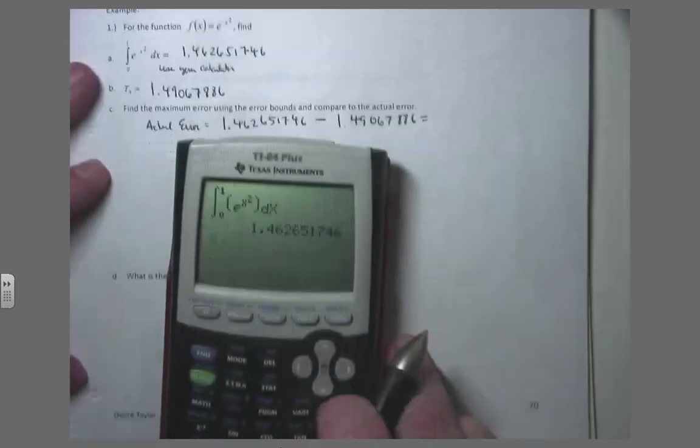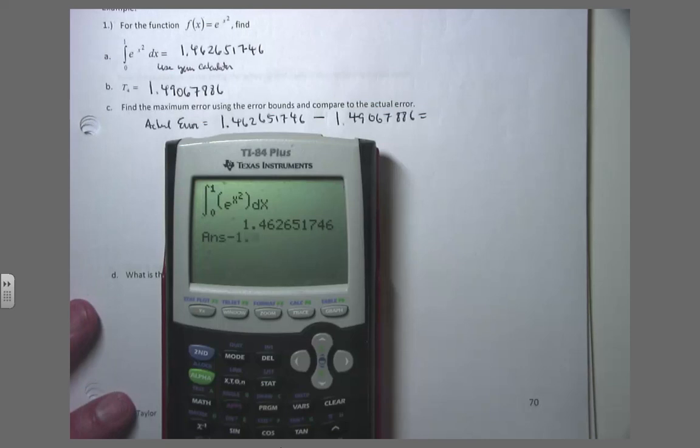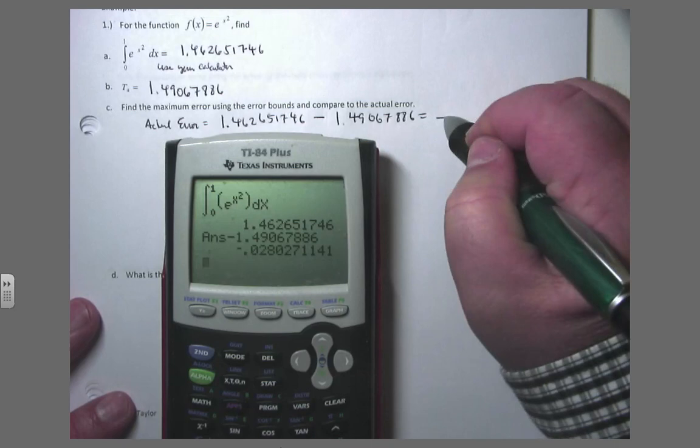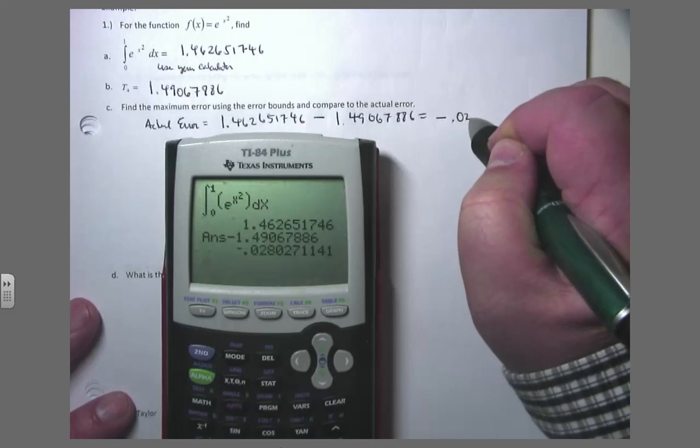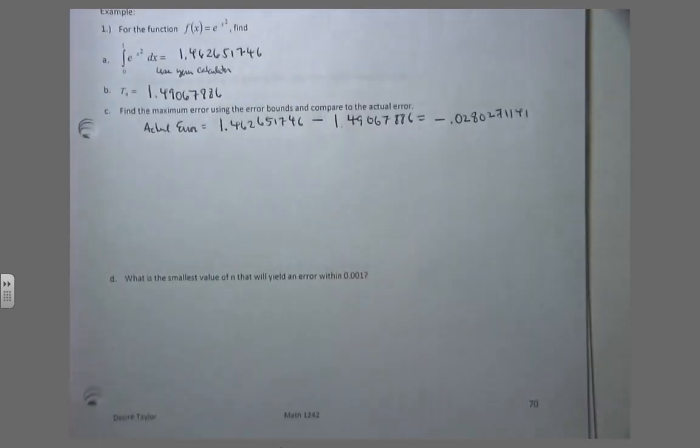What do I get when I do that? I'll put it on my calculator here. I'll take this number and subtract off 1.490678886, and I get a negative 0.02802711141. That is my actual error. Now, please tell me, what is that negative telling me? What's the negative telling me?